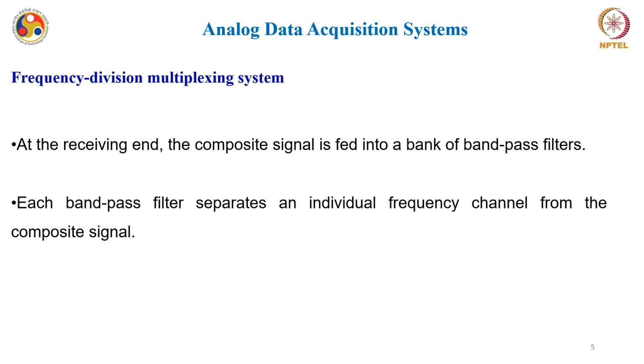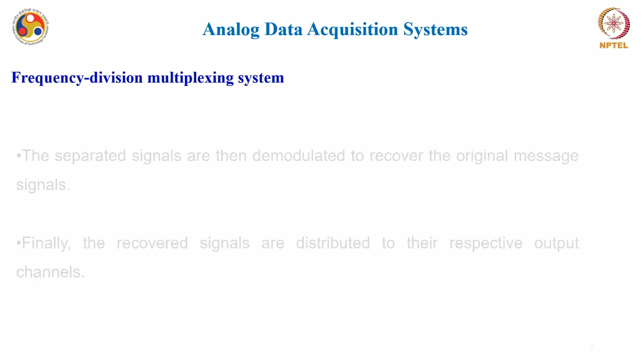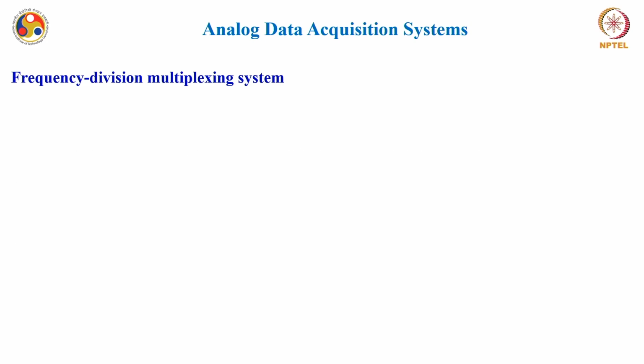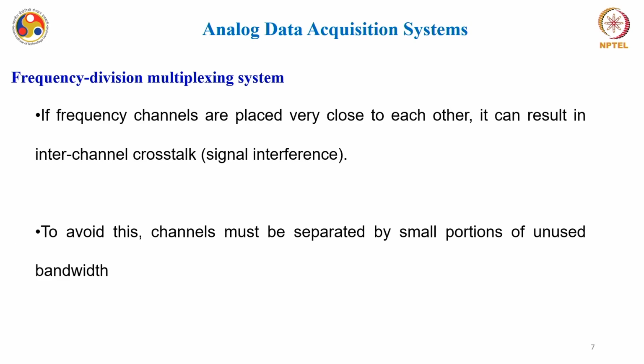At the receiving end, the composite signal is fed into a bank of band pass filters, for example. Each band pass filter separates an individual frequency channel from the composite signal. The separated signals are then demodulated to recover the actual original message signal, and finally the recovered signals are distributed to their respective output channels. This is the crux of a frequency division multiplexing system.